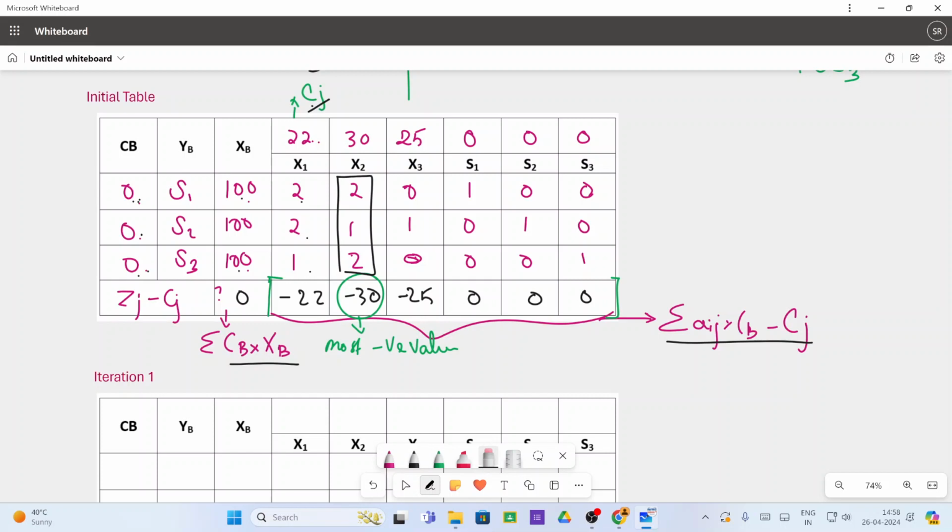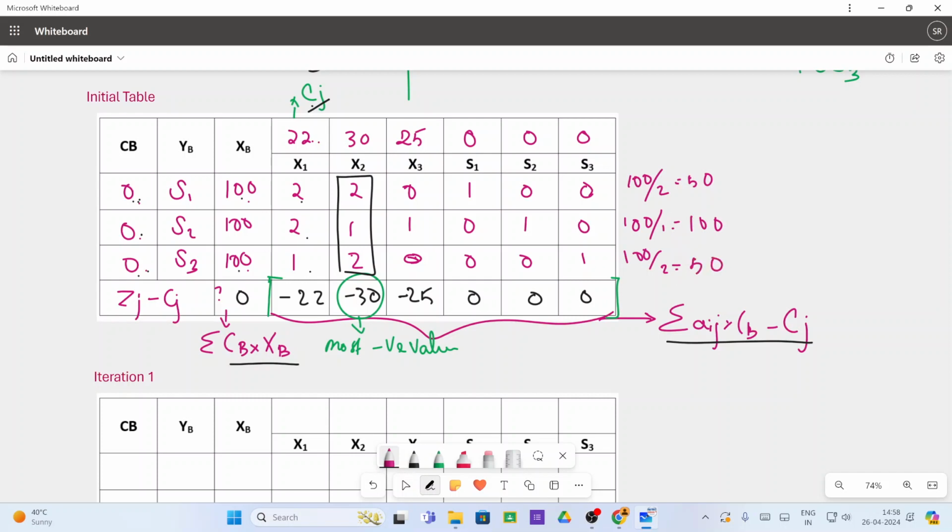The next thing is you have to take the selected column value, which is used to divide the XP values. The XP value is 100. We'll write the XP values here. Every XP is 100, and the selected column values here are 2, 1, and 2. So when you divide, this is going to be 50, this is going to be 100, and this is going to be 50.